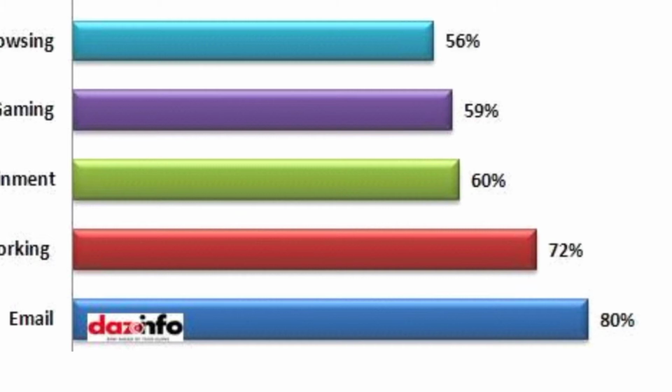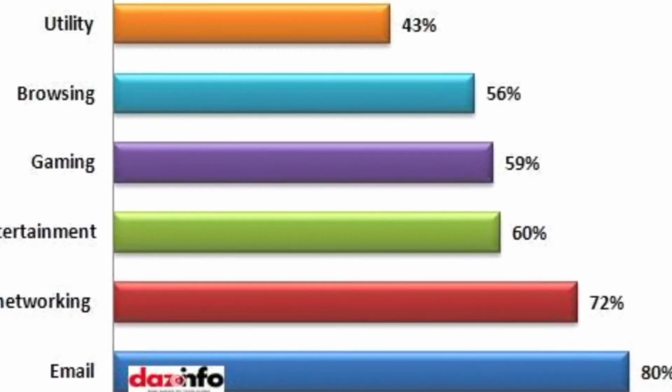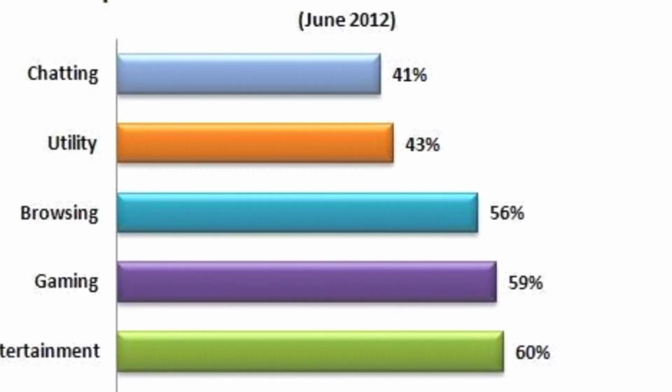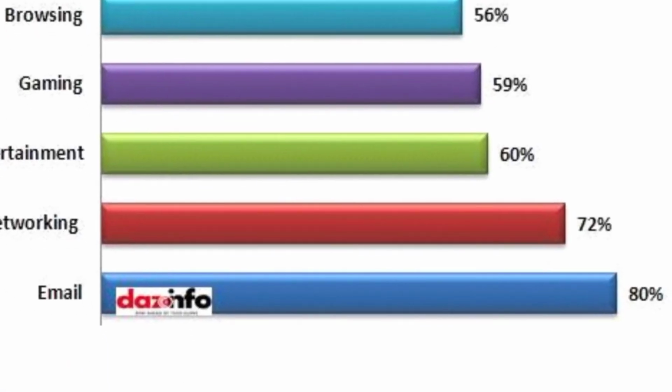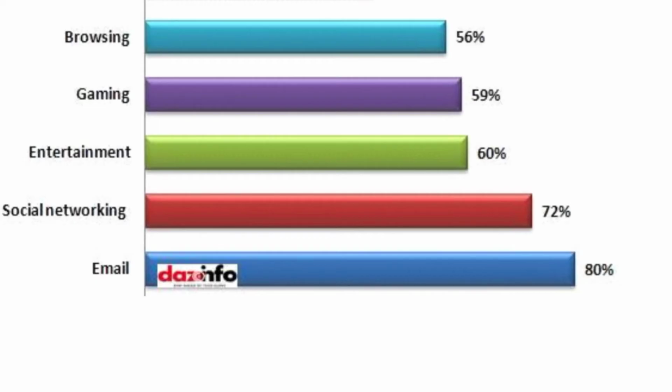Looking at the whole ranking, you will see a larger number of internet users are using email, followed by social networking, then entertainment, then gaming, then browsing, utility, and chatting. Very few internet users are using the internet for chatting. Compared to chatting, a larger number of users use email. So like that you have to compare. Gaming is only 59, but compared to entertainment, social networking comes second only to email. Like this you have to compare and contrast.